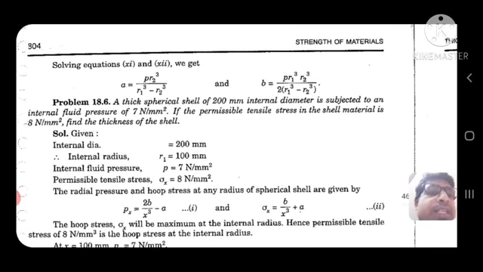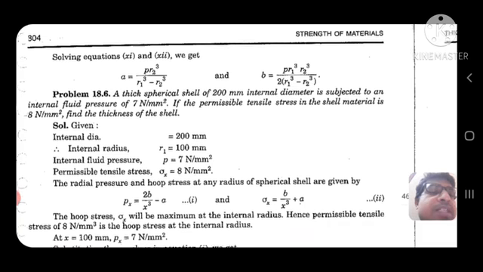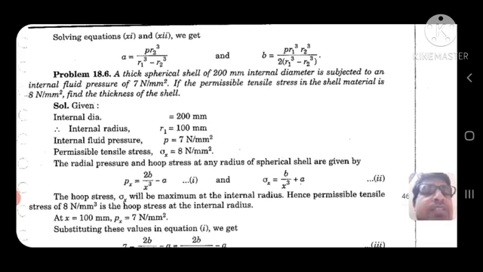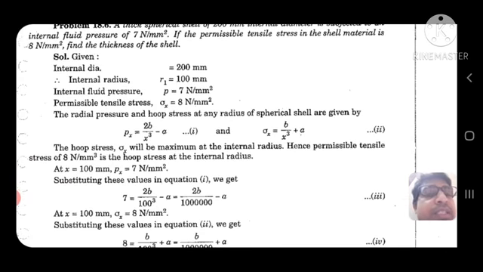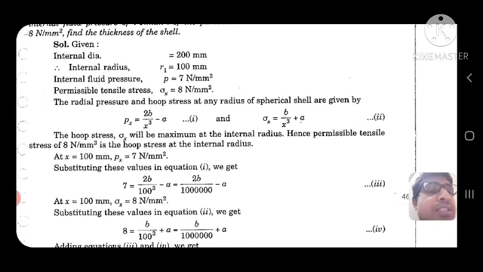A thick spherical shell of 200 mm internal diameter is subjected to an internal fluid pressure of 7 Newton per millimeter square. If the permissible tensile stress in the shell material is 8 Newton per millimeter square, find the thickness of the shell. Here internal diameter is 200 mm, internal radius 100 mm, internal fluid pressure p equal to 7 Newton per millimeter square, permissible tensile stress sigma x equal to 8 Newton per millimeter square.